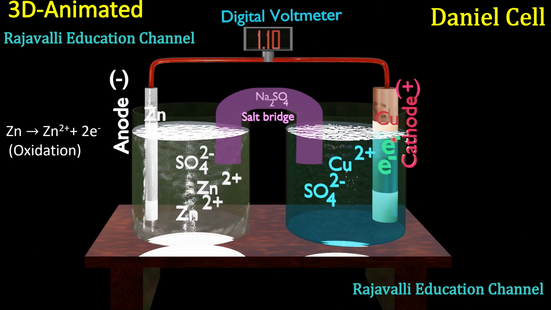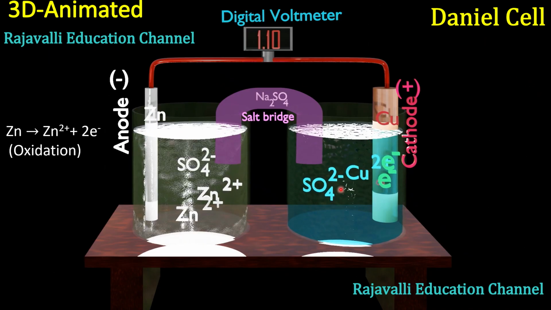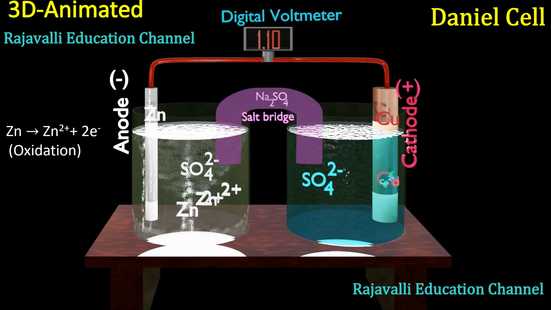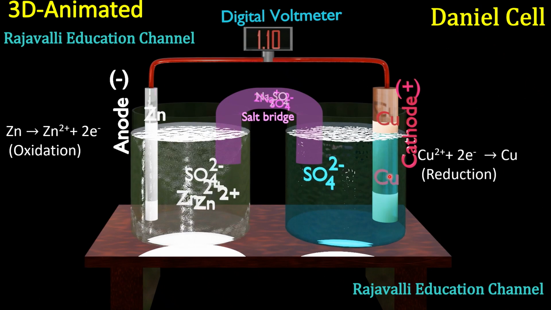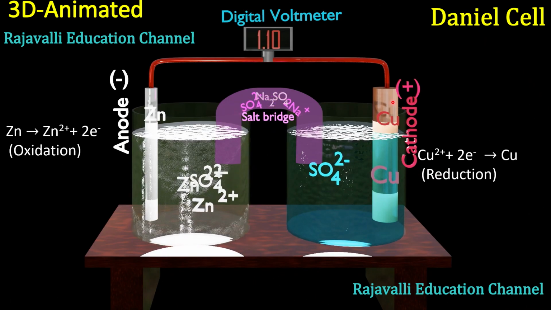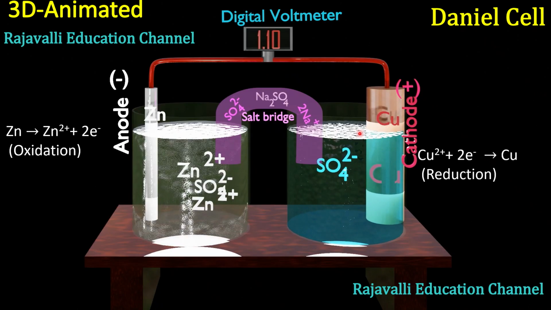At the cathode, the copper ions present in the copper sulfate solution combine with these 2 electrons and get reduced. Copper is deposited on the cathode. That is, copper 2 plus and 2 electrons gives copper. Because the reduction occurs at the cathode, the size of the copper cathode increases.